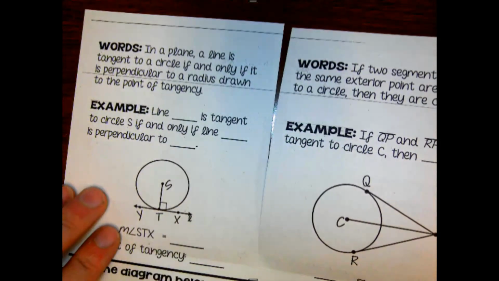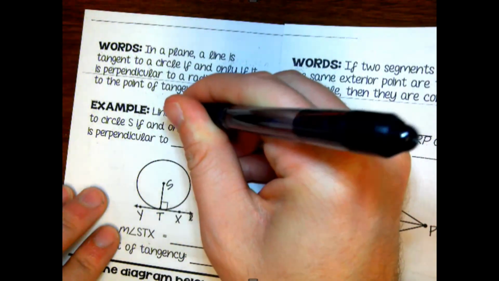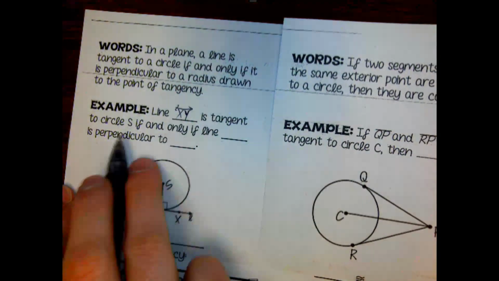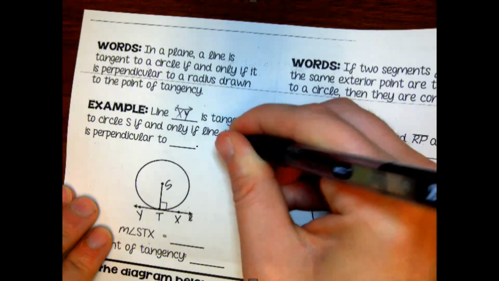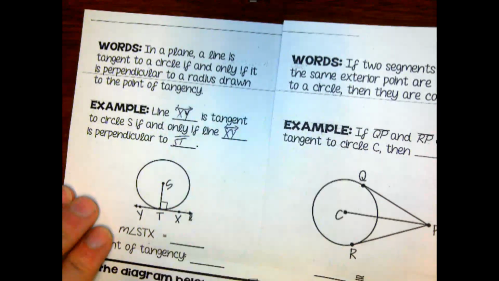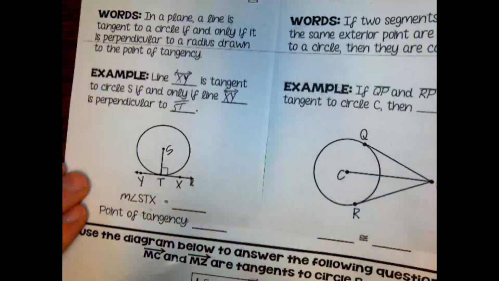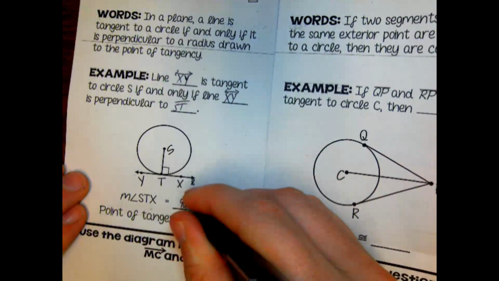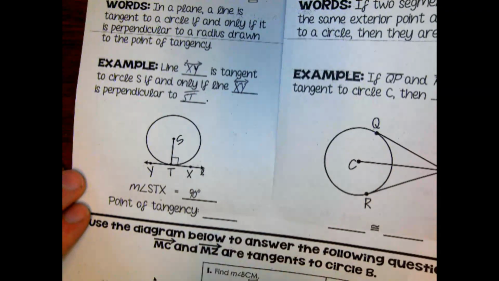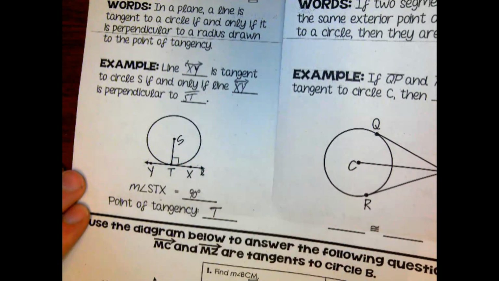So in this case, for example, line XY is tangent to circle S if and only if line XY is perpendicular to segment ST. So if this is perpendicular to this, then this is a tangent line. The measure of angle STX is 90 degrees because that's what a perpendicular angle is. And the point of tangency is T. That's where the tangent line touches the edge of the circle.